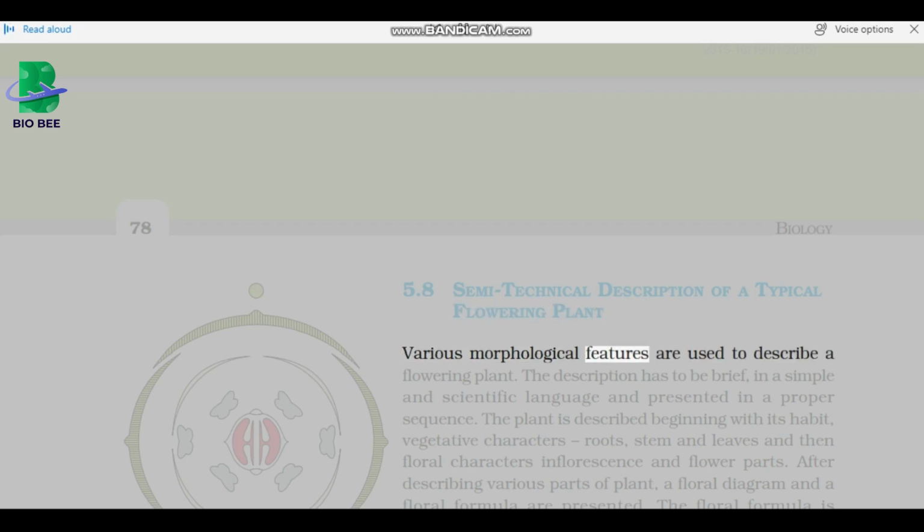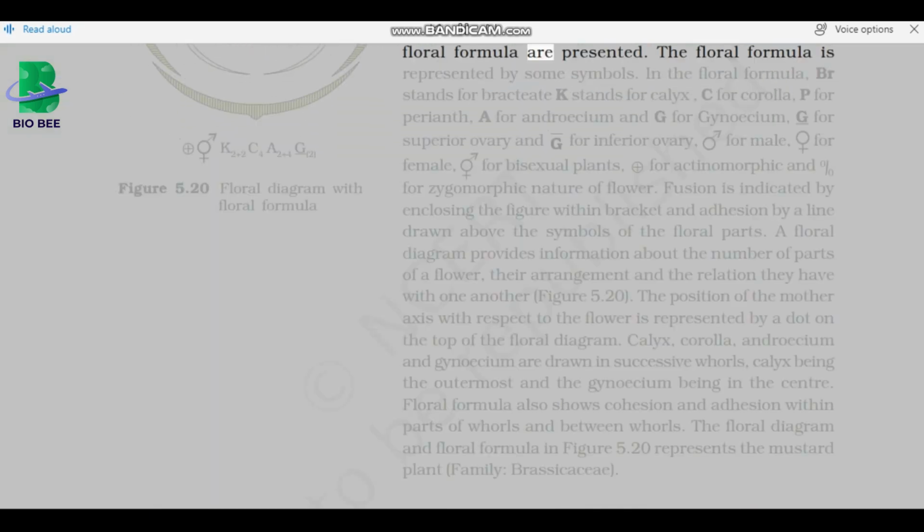Various morphological features are used to describe a flowering plant. The description has to be brief, in a simple and scientific language, and presented in a proper sequence. The plant is described beginning with its habit, vegetative characters, roots, stem, and leaves, and then floral characters, inflorescence, and flower parts. After describing various parts of plant, a floral diagram and a floral formula are presented. The floral formula is represented by some symbols.